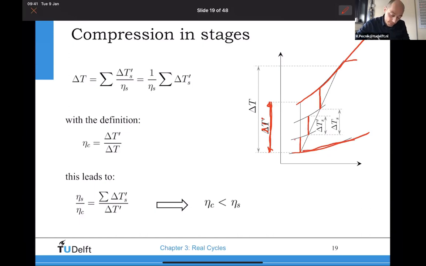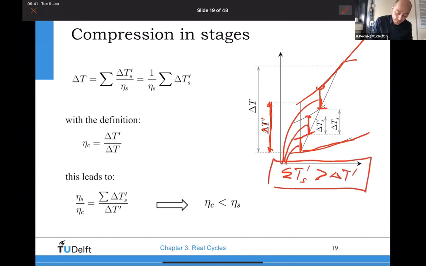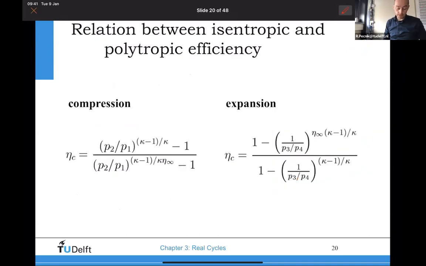Because they are diverging, you can see here that this temperature difference becomes larger at higher temperatures. So if you sum this, this, and this up, delta T stage prime will be larger than delta T prime. And this is the proof that eta compressor is smaller than eta stage. And look, I said that the value is 0.614. If eta stage is 0.85, then eta C should be 0.614. Let me go and check this one.